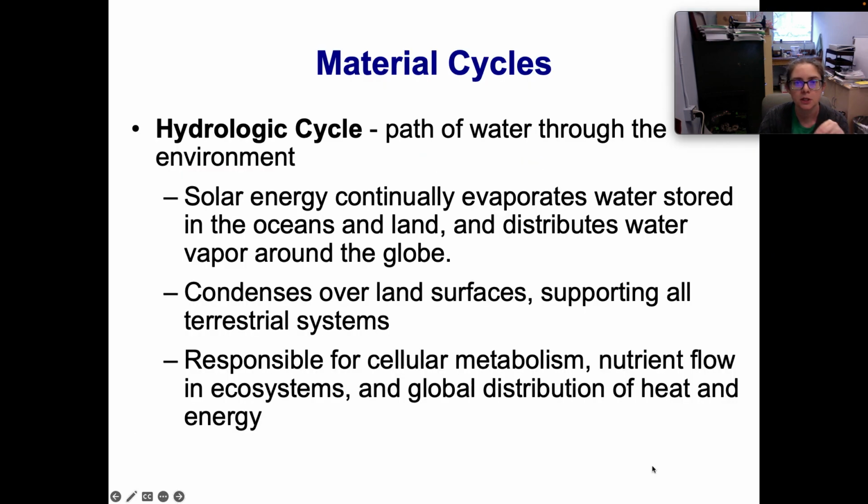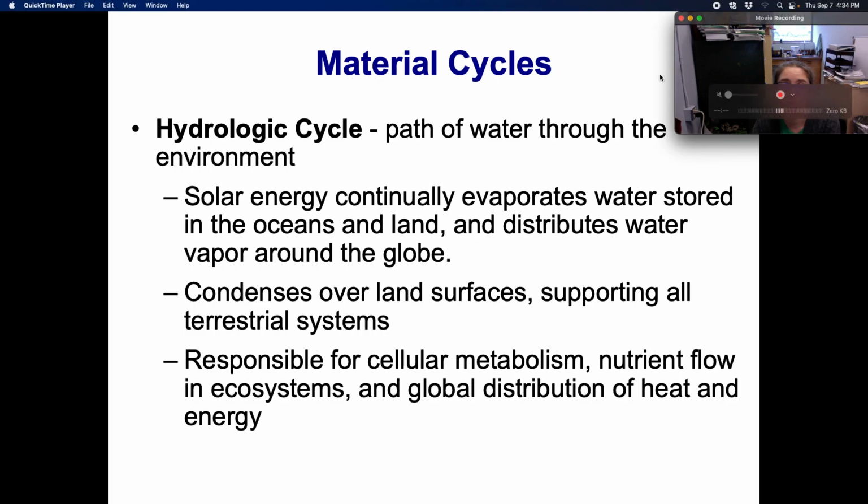Okay, now we're going to switch gears a little bit and talk about material cycles. These are important things that occur in ecosystems and between ecosystems. The first one we're going to talk about is the hydrologic cycle, or basically the water cycle, might be what you've heard before. That's basically the path of water through the environment.